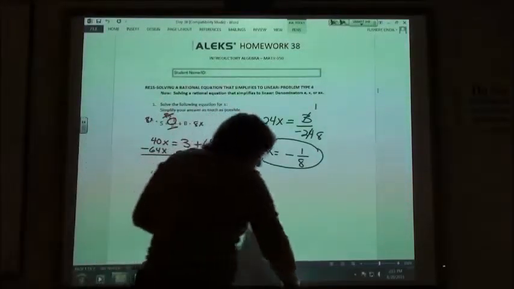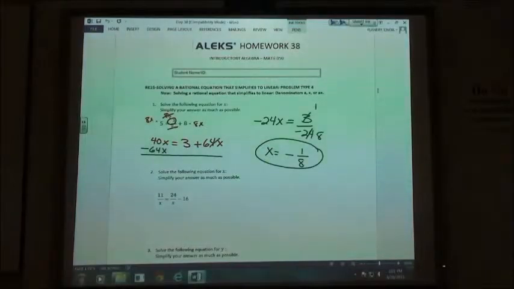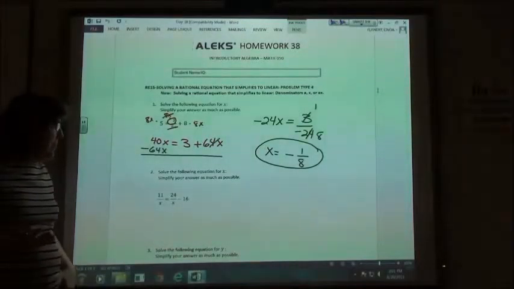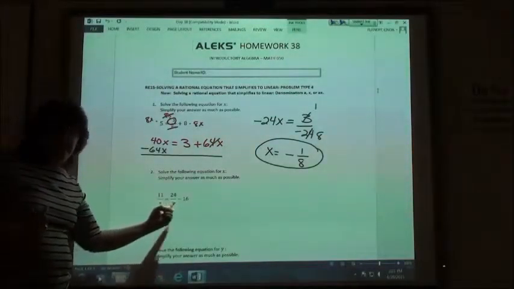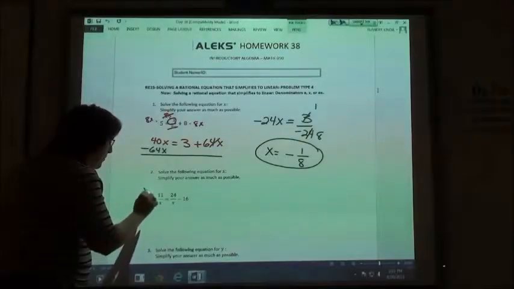Number 2, same kind of thing. I have 11 over x equals 24 over x minus 16. First thing I want to do is get rid of my fractions. I want to do that by multiplying by my common denominator. Since both of these have a denominator of x, x is going to be my common denominator. So I'm going to multiply every term times x.